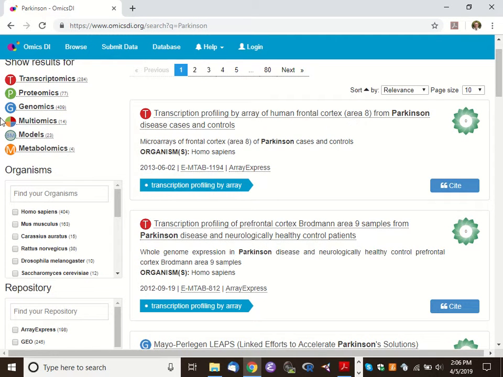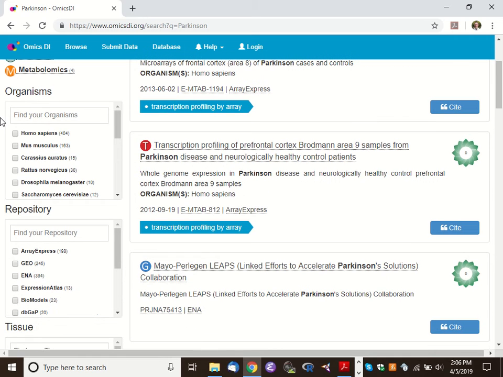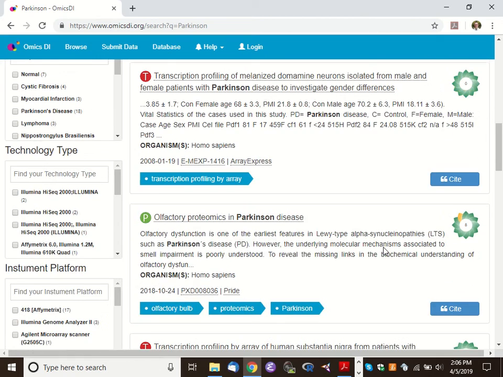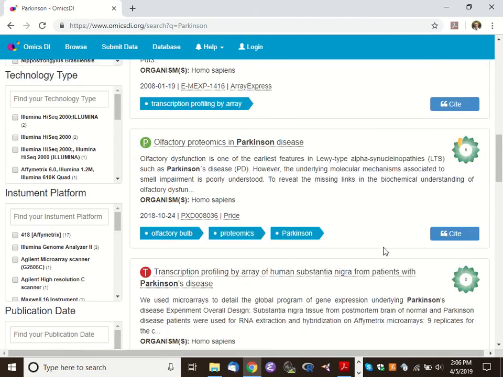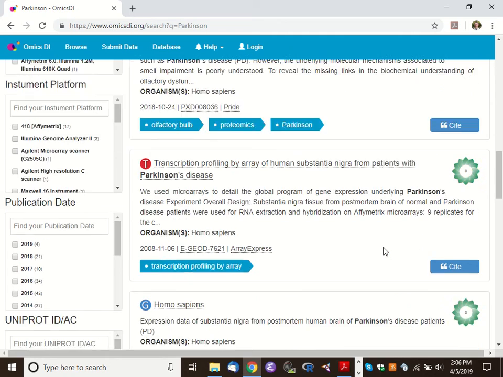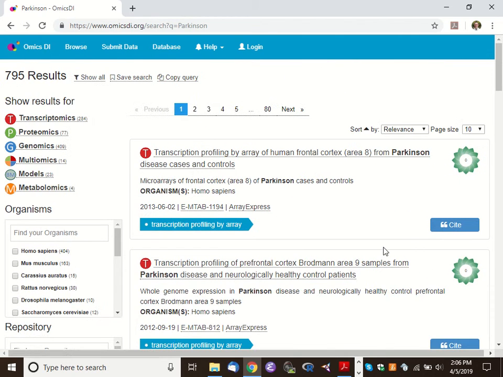Okay, so I see that it did pick up Parkinson's with an apostrophe S here. Parkinson without the 's. Parkinson apostrophe S. Maybe not Parkinsonism, but it's okay. We've got quite a few data sets here. You can see that this is not a repository that is specific to transcriptomics or genomics or proteomics. It lists all of them.